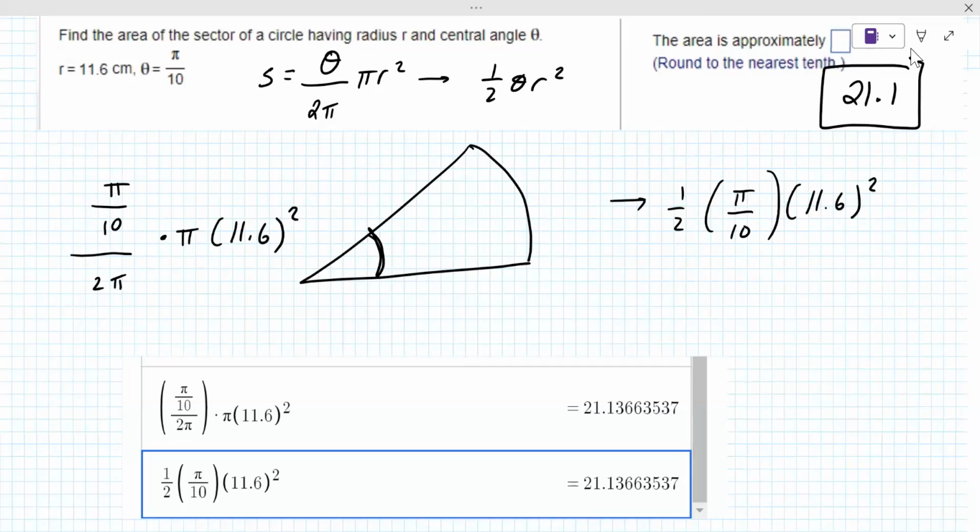Okay, I got it. Wait, what am I rounding it to again? 1 decimal place. So that's 21.1. Oh, first decimal place, the 3 keeps it as is. 21.1. Okay.